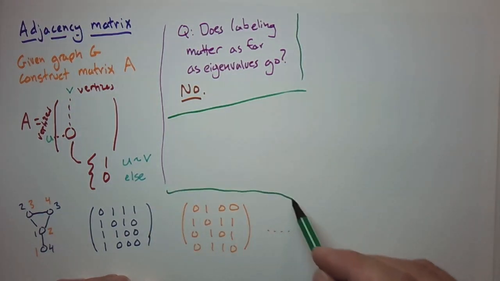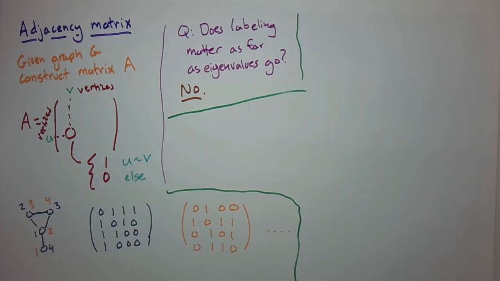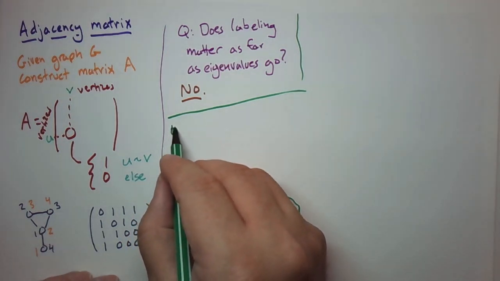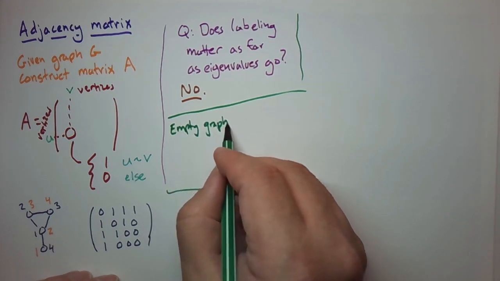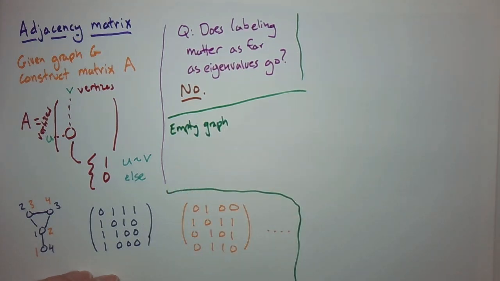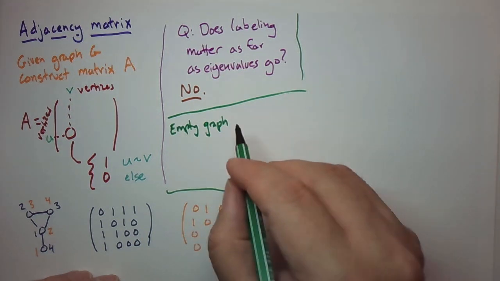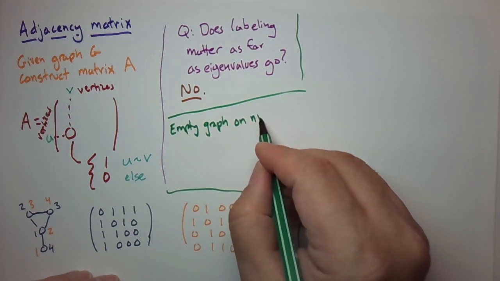All right, so now that we've done this, I want to go through and talk about some of the various graphs that we've encountered and see if we can figure out some of the eigenvalues associated with them. So let's start with perhaps the easiest graph, the empty graph. You probably were thinking of a different graph, but no, this one's definitely easier. So the empty graph on n vertices.